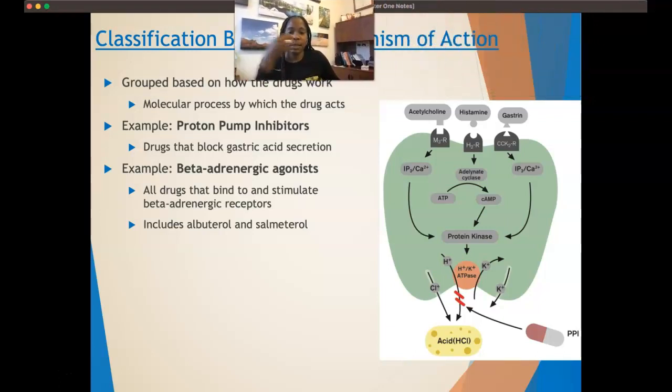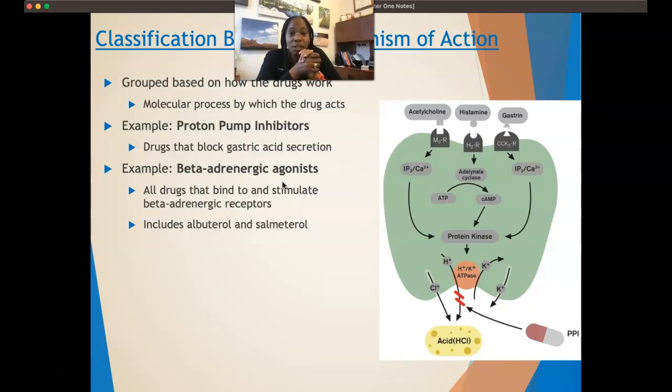And two key examples of that are proton pump inhibitors and beta adrenergic agonists. So the proton pump inhibitors, guess what they're going to do? They're going to block gastric acid secretion and hopefully reduce stomach irritation over time. Another one would be the beta adrenergic agonists, right? These are going to bind to and stimulate beta adrenergic receptors.